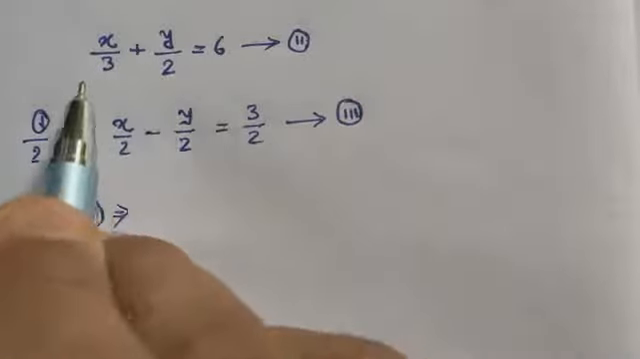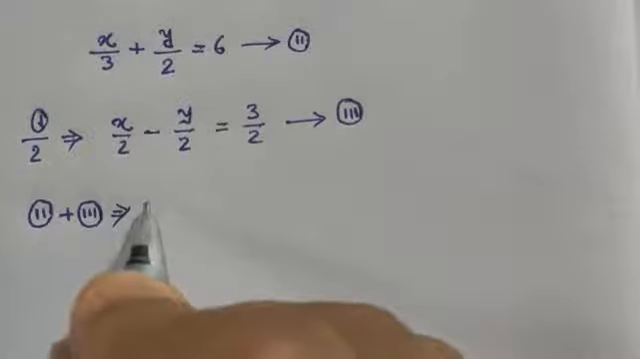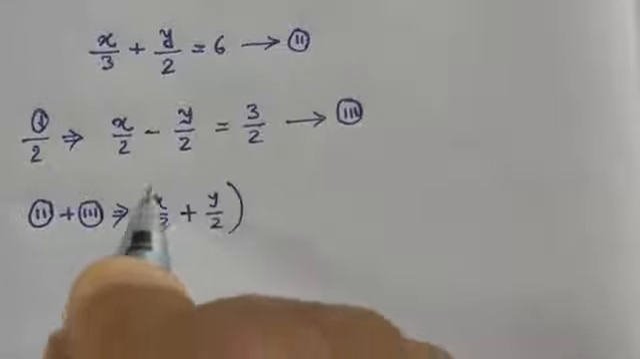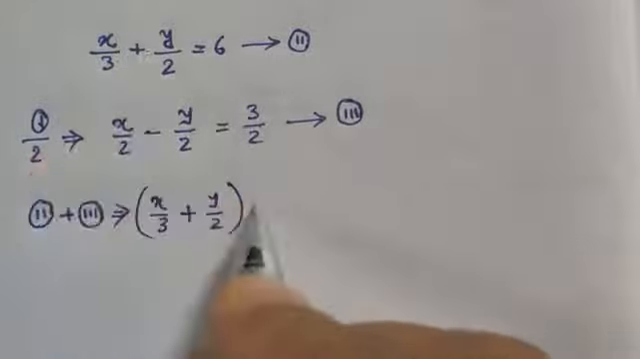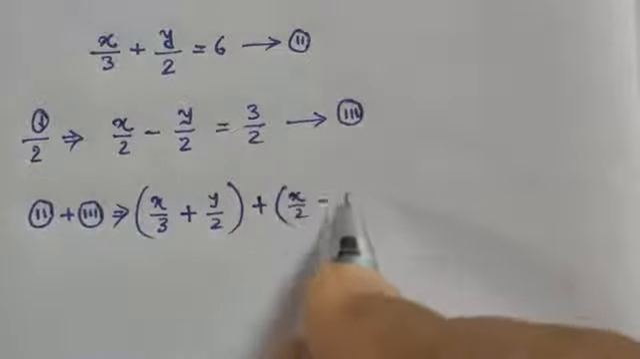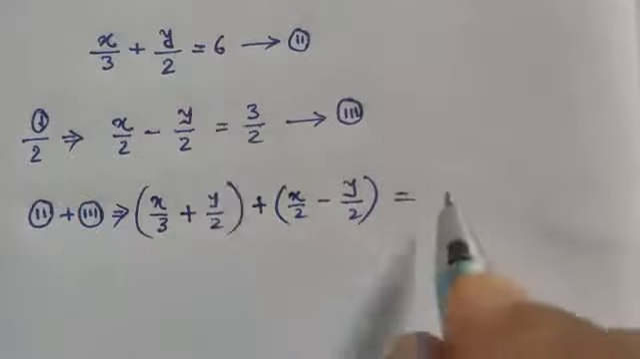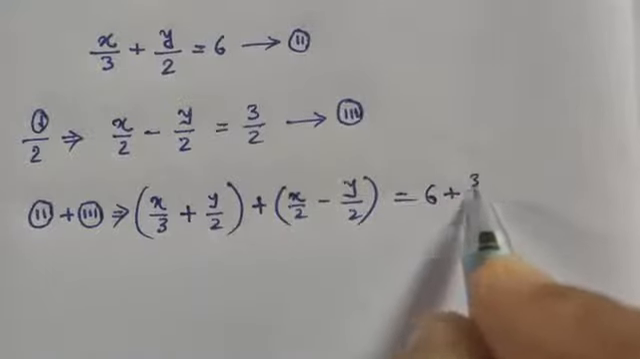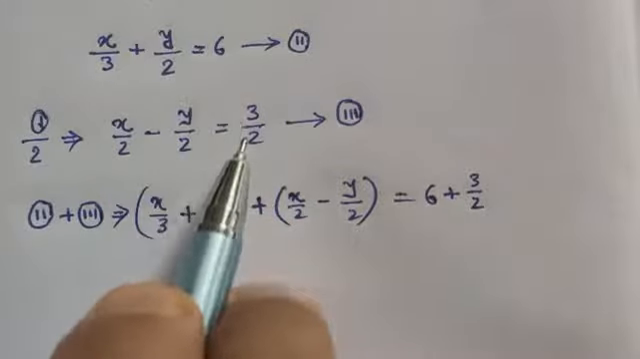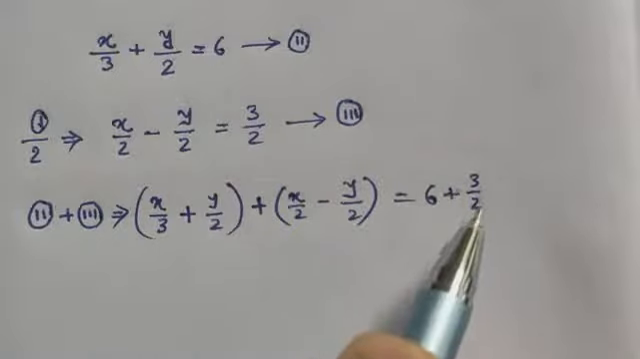The left hand side of equation 2 will be added with the left hand side of equation 3. That means x by 3 plus y by 2, the left hand side of equation 2, will be added with x by 2 minus y by 2, the left hand side of equation 3. On this side it is 6 plus 3 by 2, the right hand side of equation 2 plus the right hand side of equation 3.